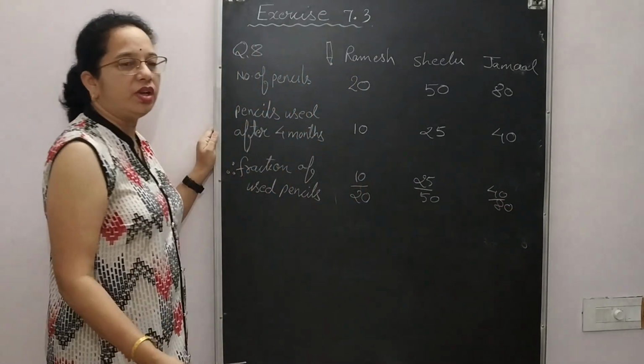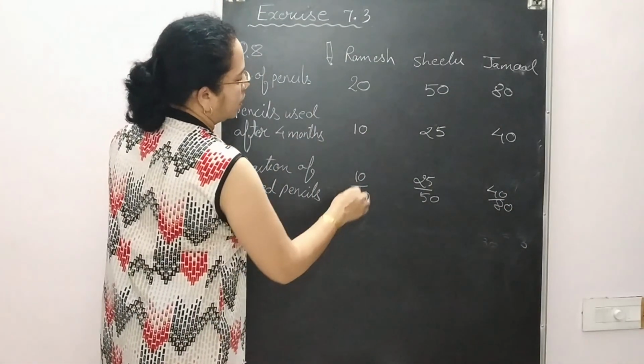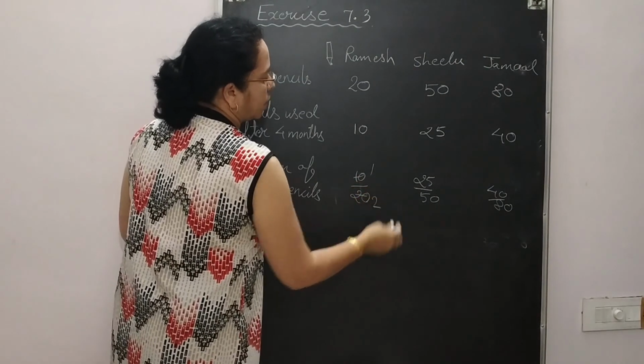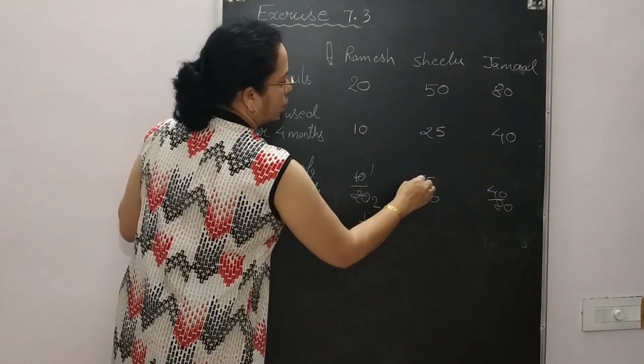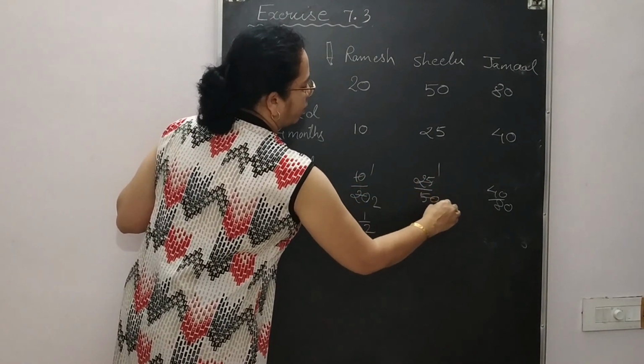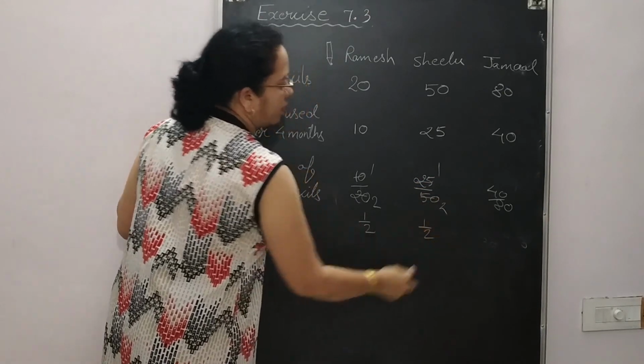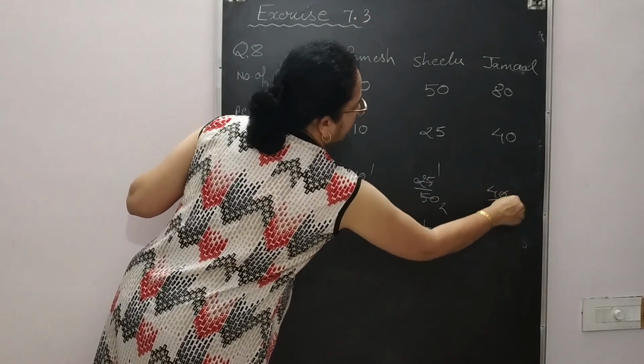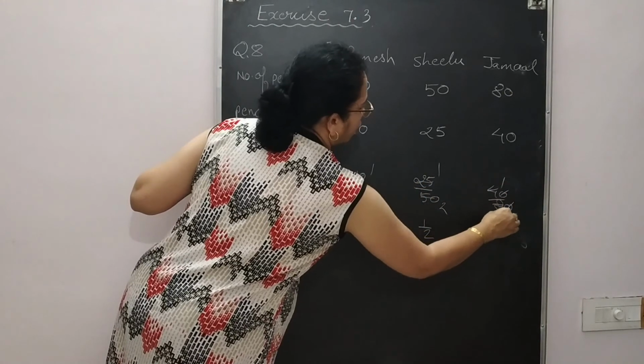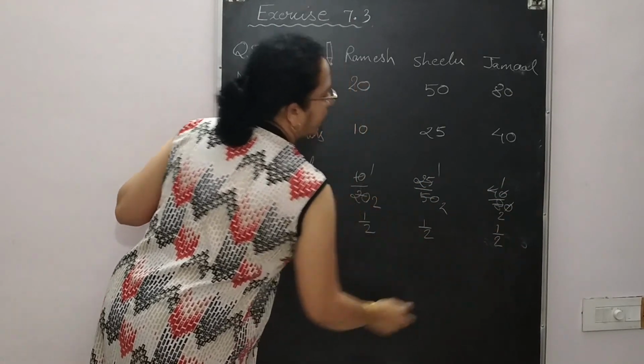Now the next step, we convert into simplest form. 10 ones are 10, 10 twos are 20. So this is 1 by 2. 25 ones are 25, 25 twos are 50. So again 1 by 2. Here 4 ones are 4, 4 twos are 8. So again 1 by 2.